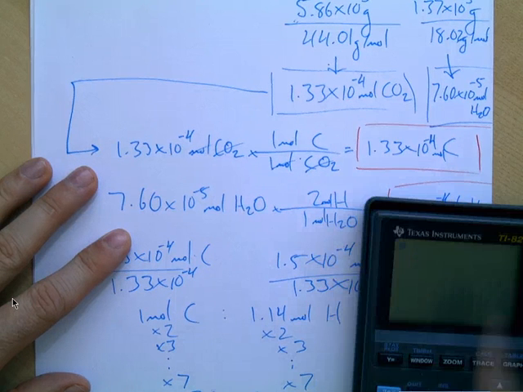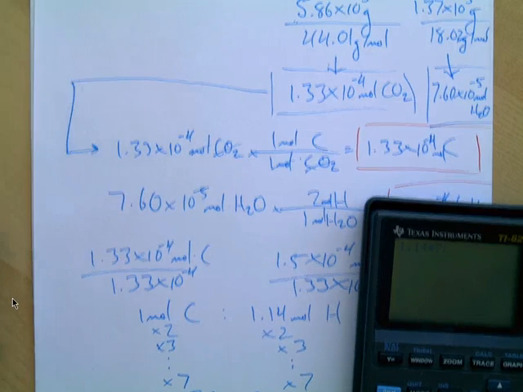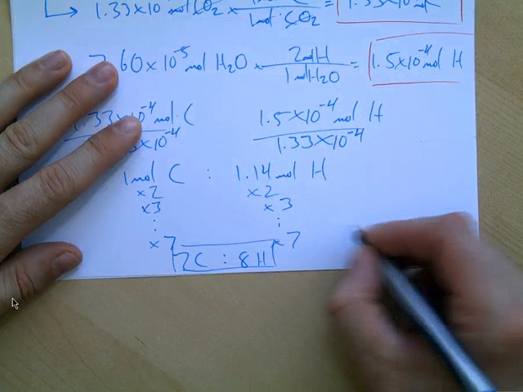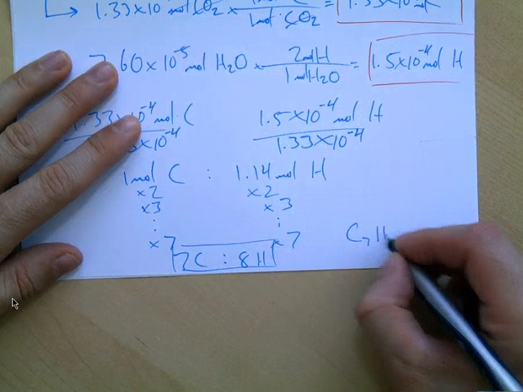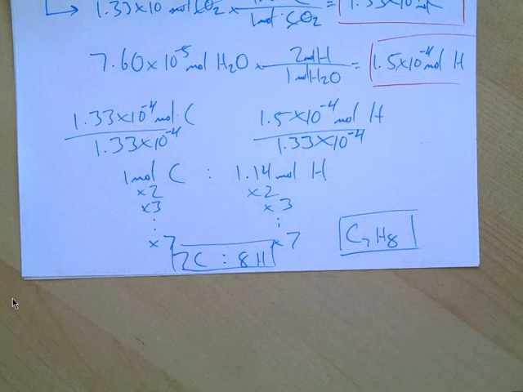Double check your math always, 1.14 times 7. And when I get that, it's of course really close to 8. So my empirical formula for this problem is C7H8. Now, let's go to a more complex problem.